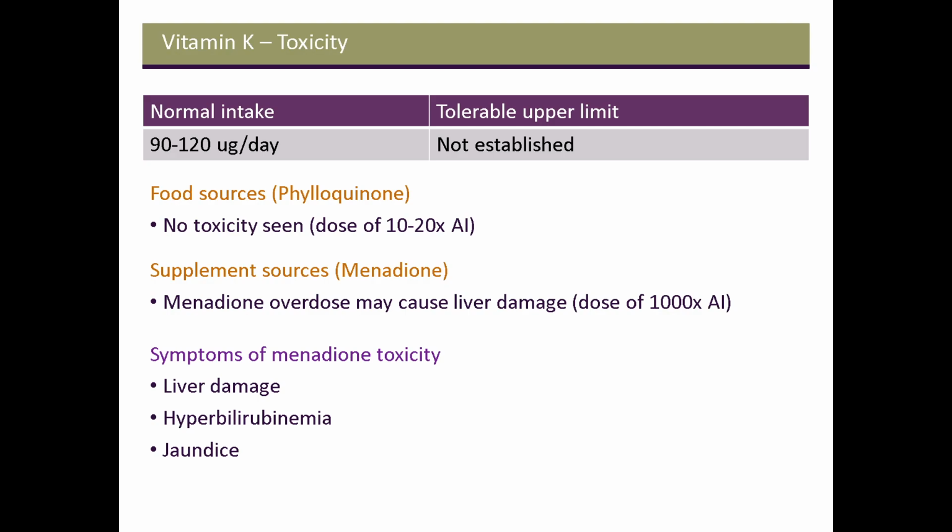So symptoms of menadione toxicity are liver damage and hyperbilirubinemia, which is too much bilirubin in the blood. Bilirubin is produced when red blood cells break down and leads to jaundice, or the yellowing of skin.